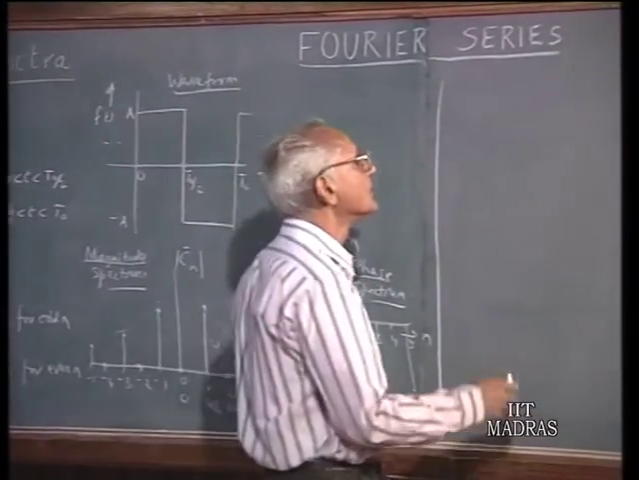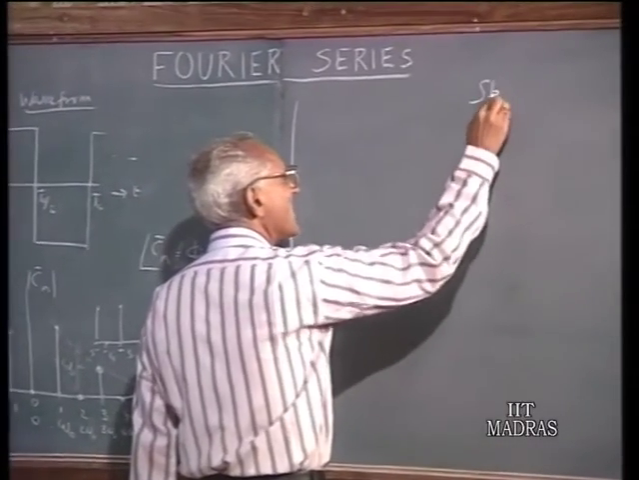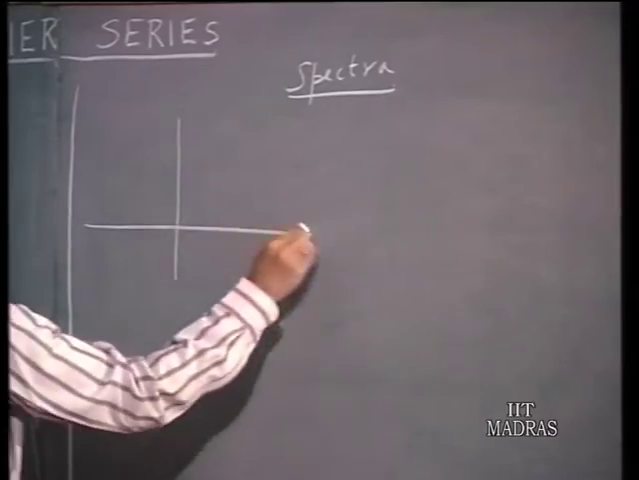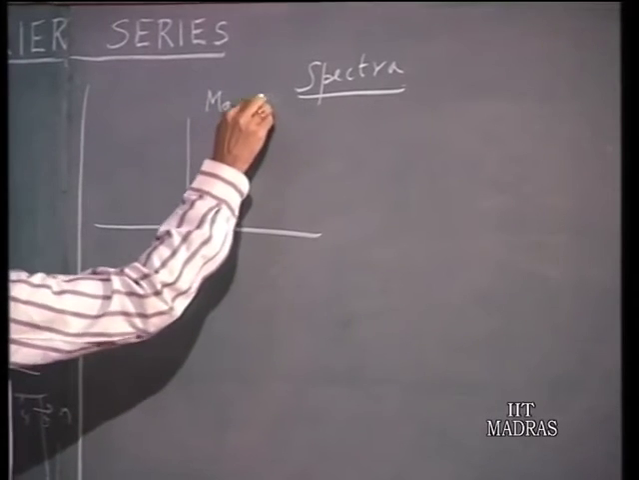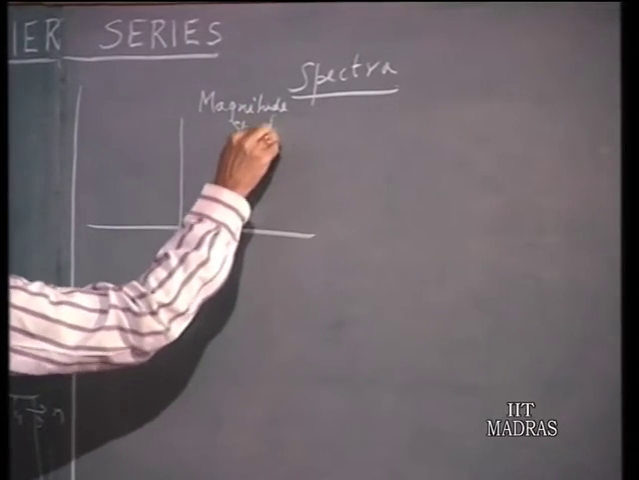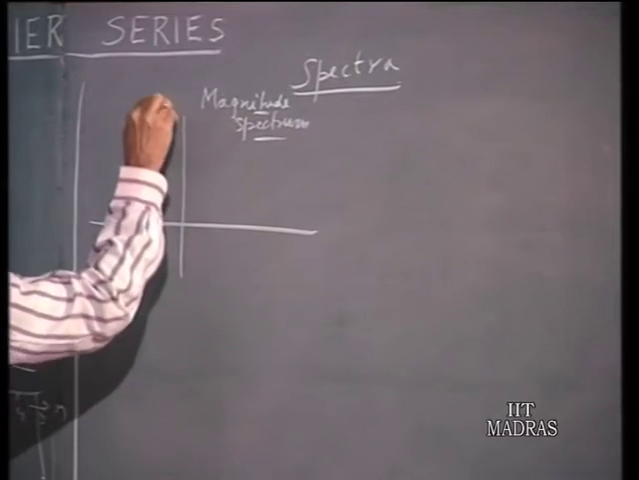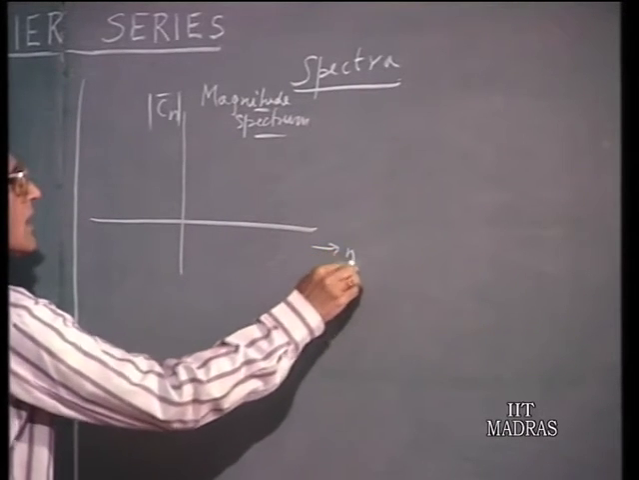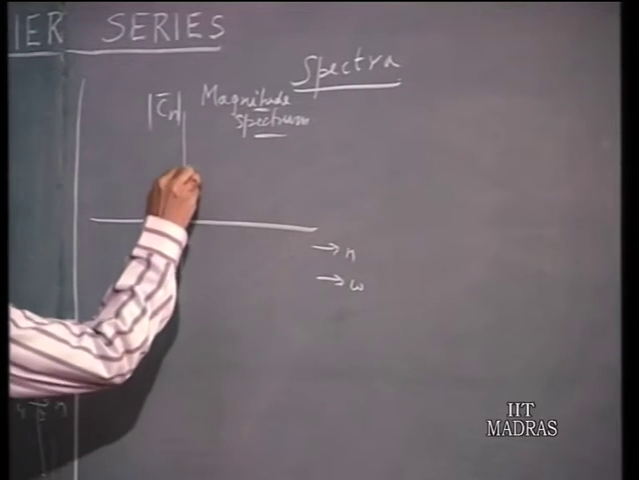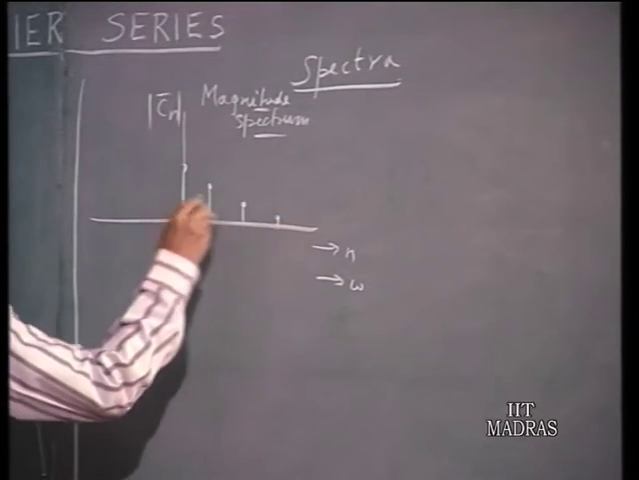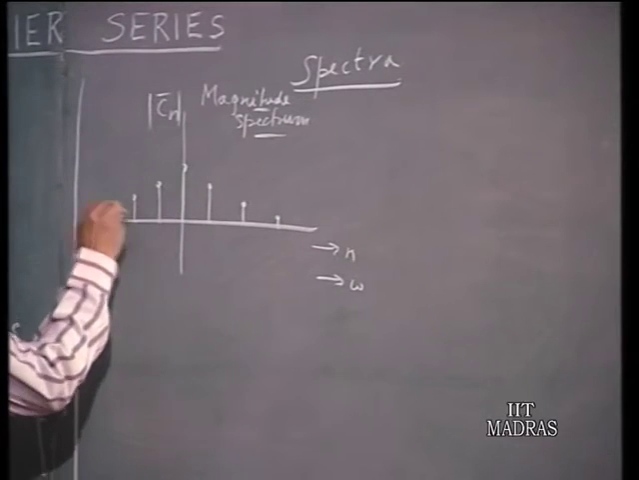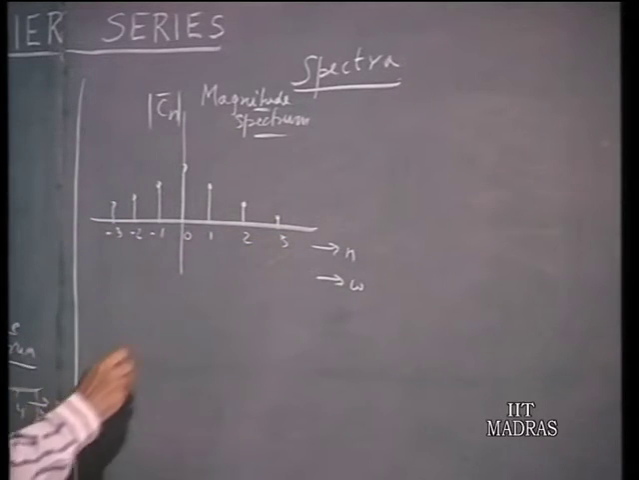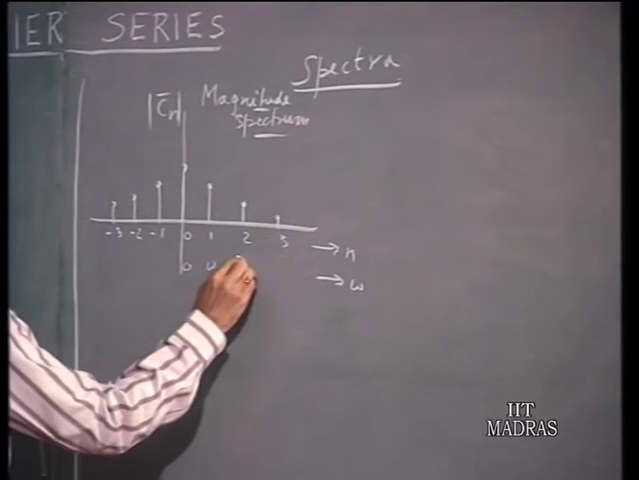So generalizing this, we can say now that for periodic waveforms we have two kinds of spectra, the magnitude spectrum, which is really a plot of the magnitude of Cn as a function of n or omega naught or omega, and so in general you have values for integral values of n or integral multiples of omega naught.